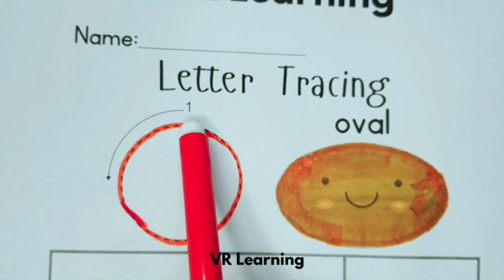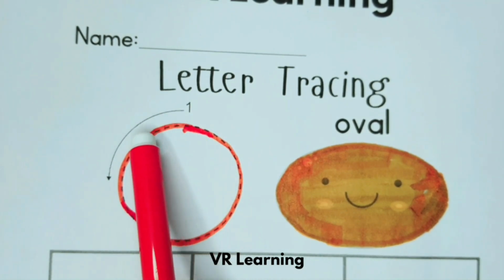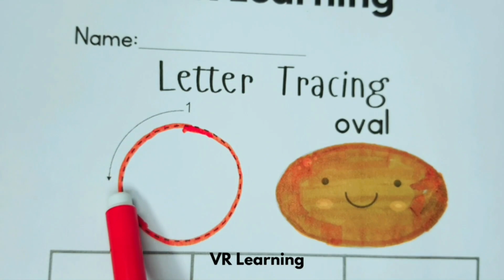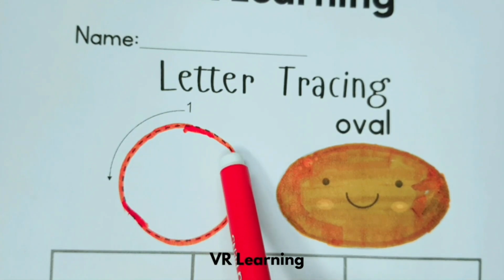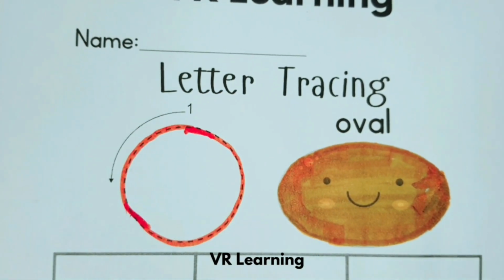Step 1. Start at the middle line and draw a small circle curving to the left and down. Then back up to close the circle at the starting point. Make a shape similar to the number 0.